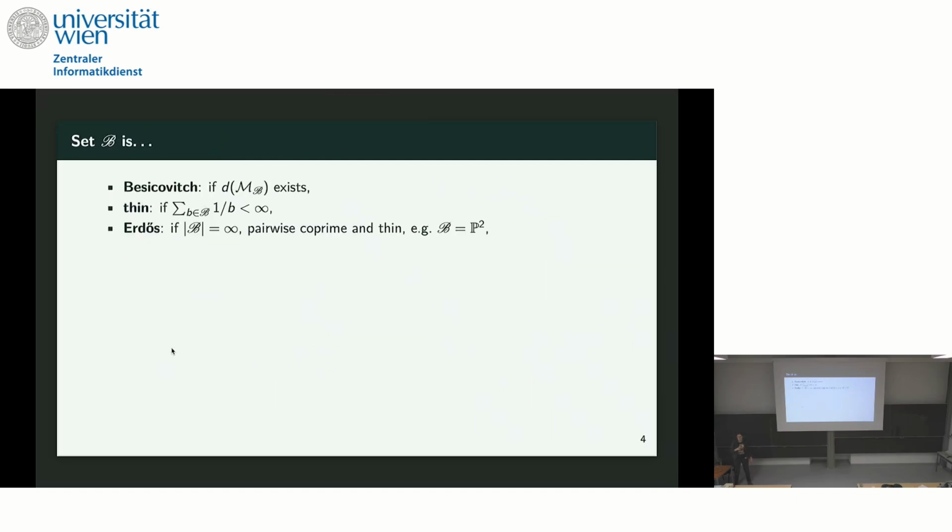Okay, so there are very many sets B that you can start with. And it's clever to look at different subclasses that will give you different properties and different dynamics. Okay, so we say that B is Besicovitch if the natural density of the set of multiples exists. We say that B is thin if the sum of reciprocals is finite. And we say that B is R dash if B is infinite, pairwise coprime and thin.